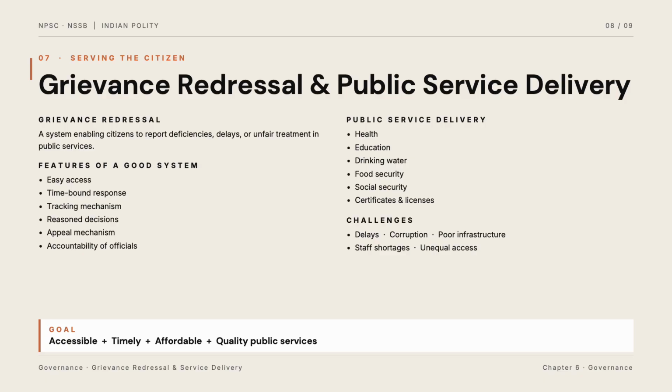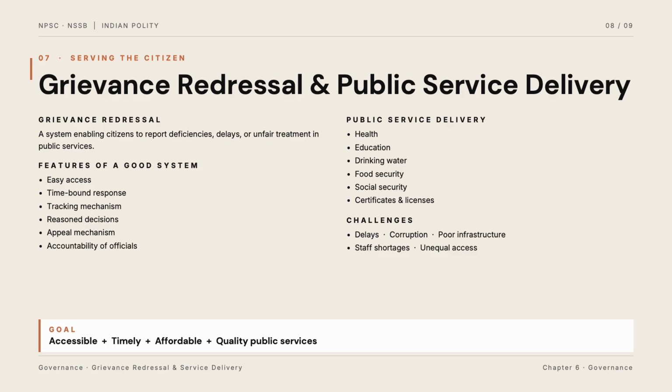Now, grievance redressal. If you have a grievance, how is it redressed? A grievance redressal system is a system enabling citizens to report deficiencies, delays, or unfair treatment in public services. If you're not satisfied with a public service, you can submit your grievances. Okay, so who do you submit that to?